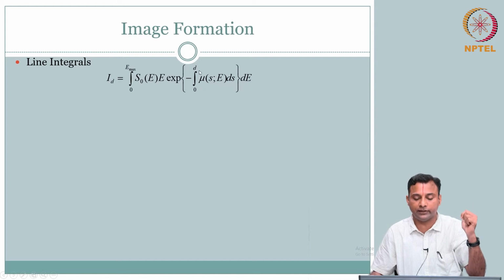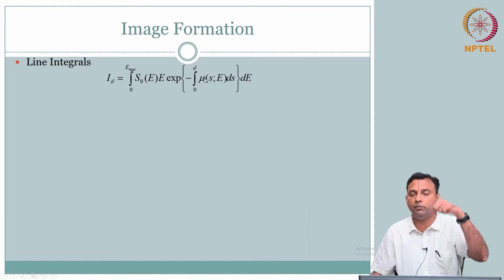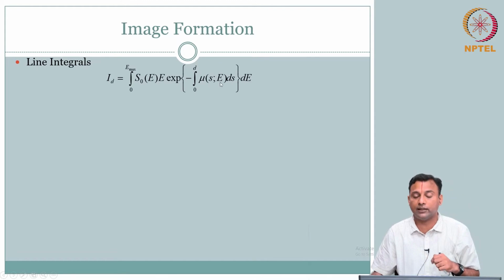I am not just interested in the net sum. I want to actually go back and ask, what is the mu along the path? How does the mu change along the path? Of course, there is another variable: mu is also a function of energy. So our objective in CT is that we are not just happy about this ID.